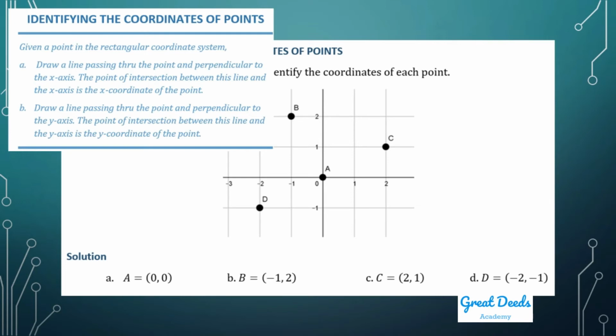So again, this is how we identify the coordinates of a point. We draw a line through the point that is perpendicular to the horizontal axis; the point of intersection is the x-coordinate. We draw another line through the point that is perpendicular to the y-axis; the point of intersection is the y-coordinate. As I said in the previous slide, this pair is an ordered pair, because the point with coordinates (-1, 2) is not the same as the point with coordinates (2, -1). They are different.